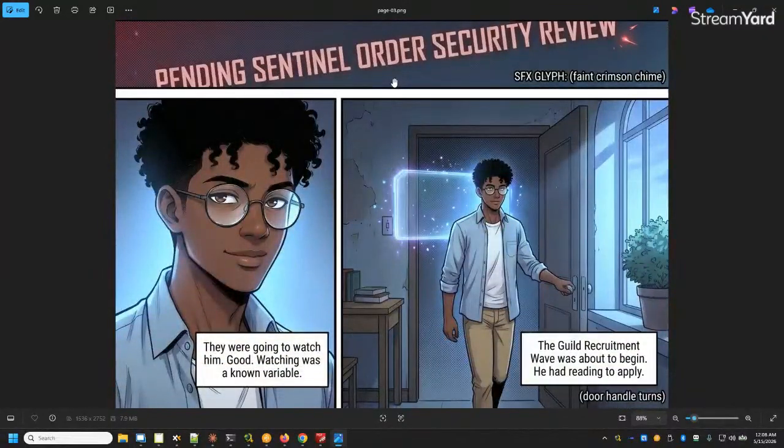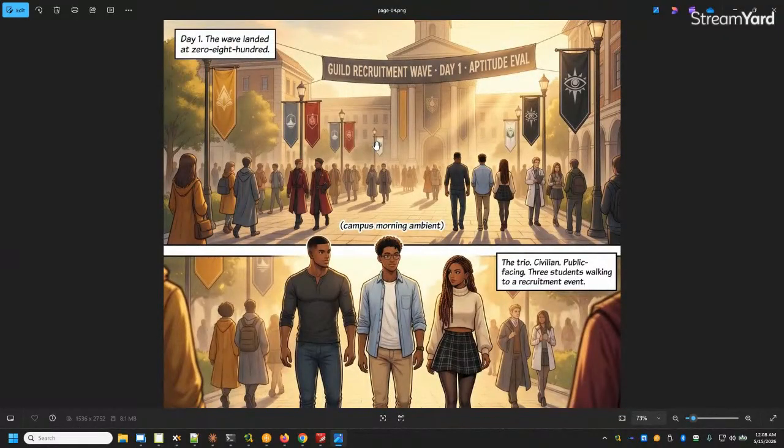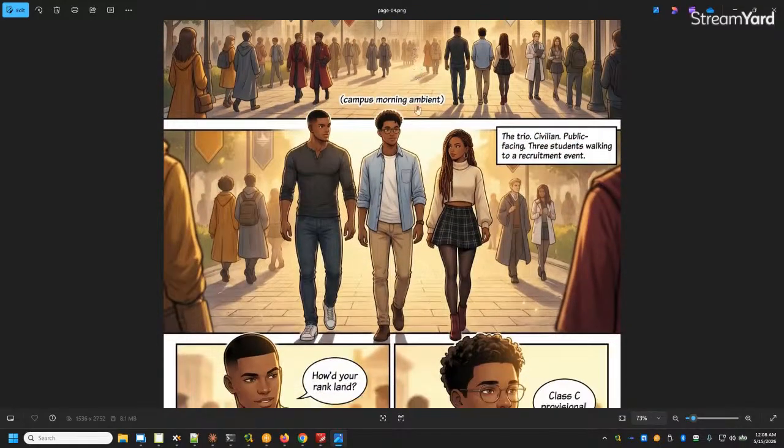All right. They were going to watch him. Good. Watching was a known variable. A good recruitment wave is about to begin. He had reading to apply. Day one, the wave landed at 0800. Okay, yeah, the guilds. What was that? We'll get to that later. Guild recruitment wave one, aptitude evaluation.